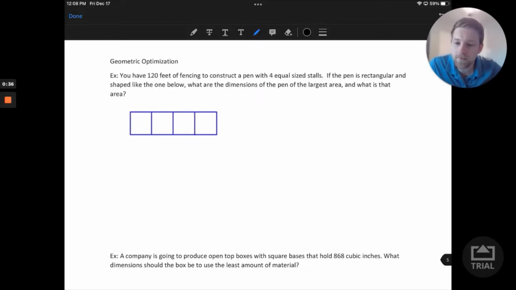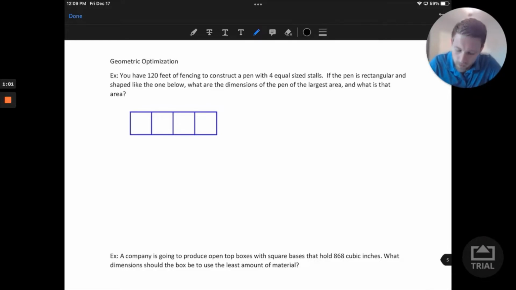So we already have a picture to go with our optimization here, and that's really the first thing that we're going to want to do when we're looking at any optimization question in terms of geometry: draw a picture. That's already done for us in this question. Next, we want to consider labeling this with the information that we're given.